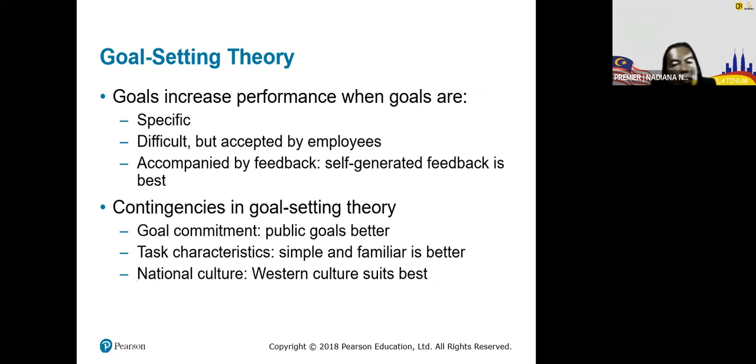You must formulate a specific goal, but you don't have many goals. Very difficult to achieve. To achieve performance, you must have the specific goal. Difficult but accepted by employees. You must set higher, difficult goals, and then accepted by the subordinate.